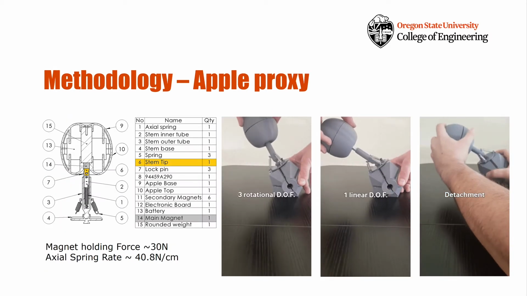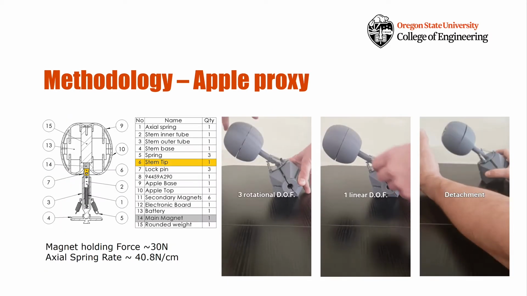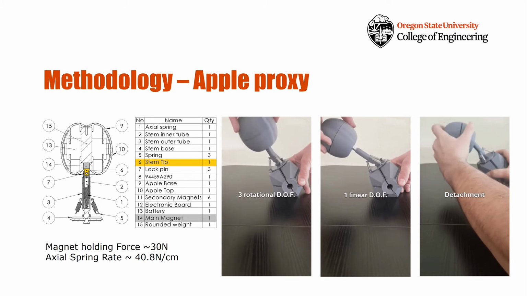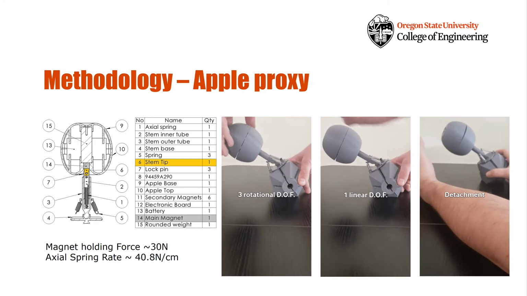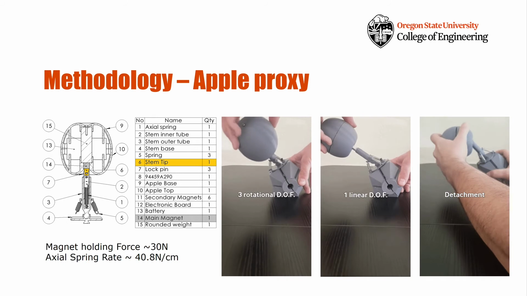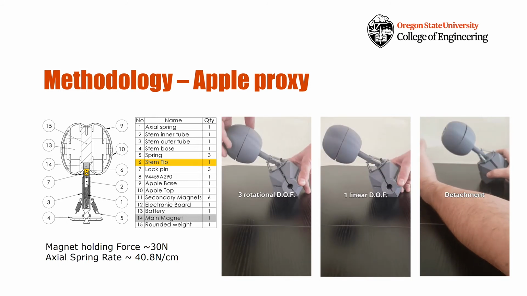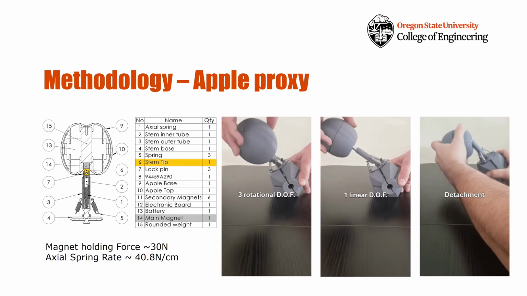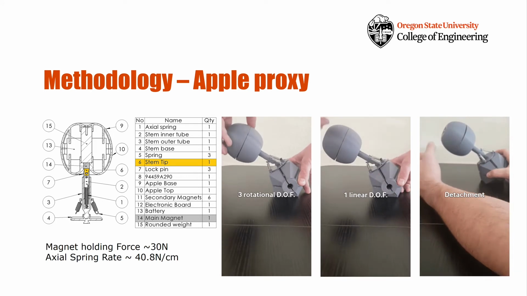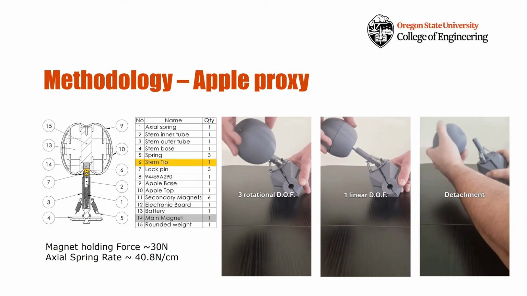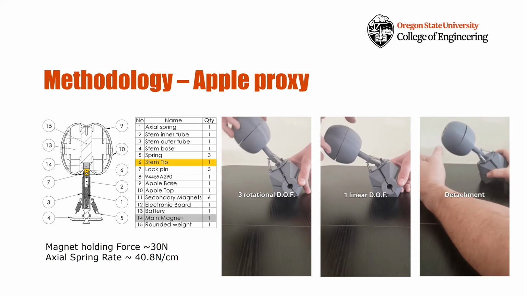The approach we had was designing this apple proxy that consists of 3 subsystems. The first subsystem is an apple. The second one is the stem. You can see that the stem has 3 rotational degrees of freedom and 1 linear one, and the apple can get detached from it very easily.